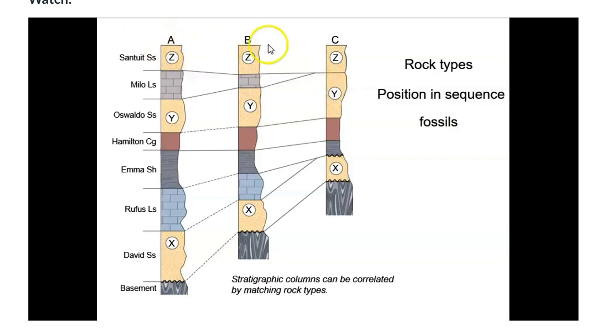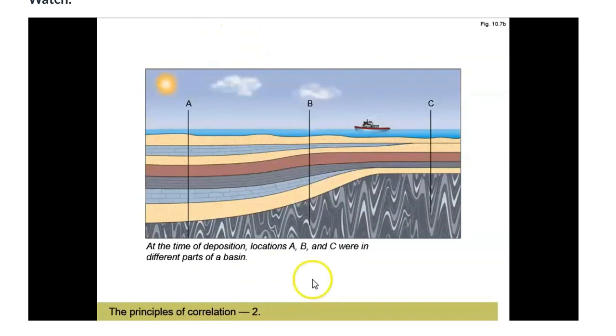To correlate rock units over very, very broad areas, geologists often rely on fossils to help define relative ages of sediments and correlate them. Fossils can be very useful because the source of sediments and depositional environments may change from one location to another. So here we can see at the time of deposition, locations A, B, and C were in different parts of a sedimentary basin.